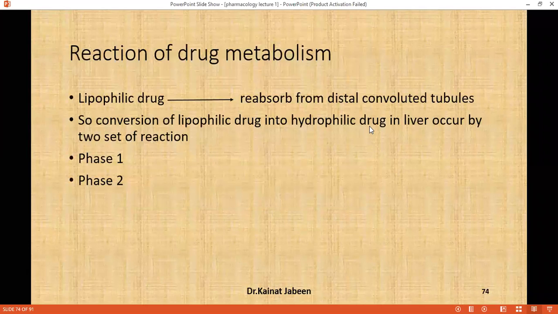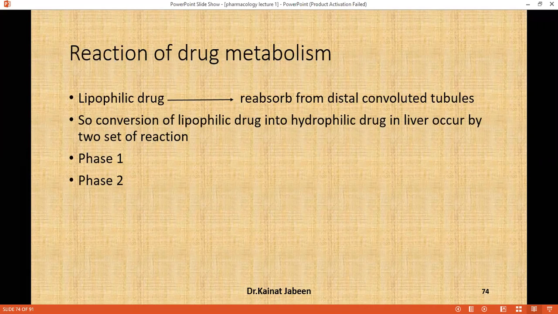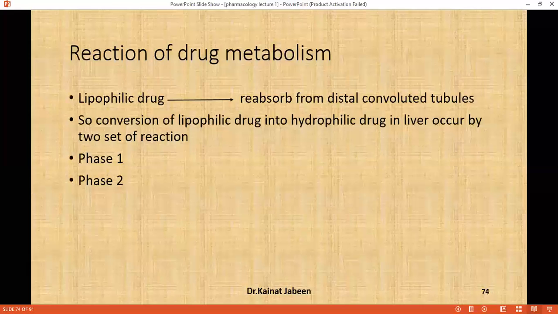The next thing we have to study is the reactions of drug metabolism. As I told you before, if the drug is lipophilic in nature, it is going to be reabsorbed from the distal convoluted tubules. So our body has to convert the lipophilic drug into the hydrophilic drug so it can be easily excreted through the urine or through the liver in the form of bile. So it requires two sets of reactions, phase 1 and phase 2 reactions.